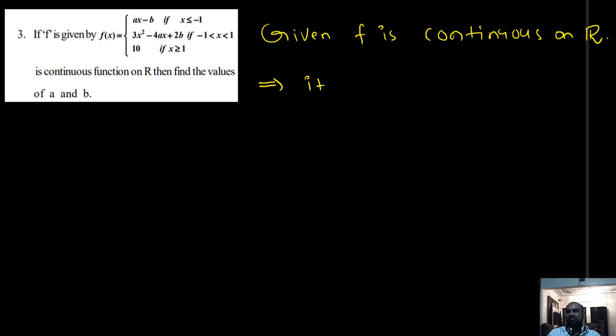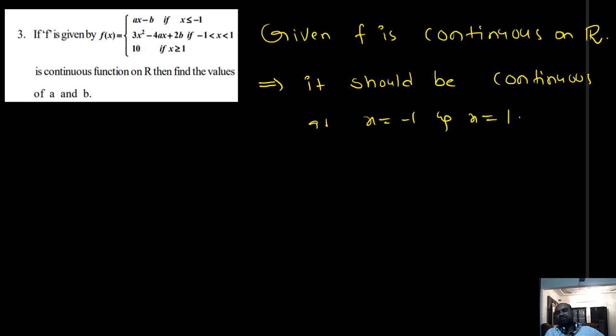I will write that. Given f is continuous on R, on capital R, implies it should be continuous at x equal to -1 and x equal to 1.